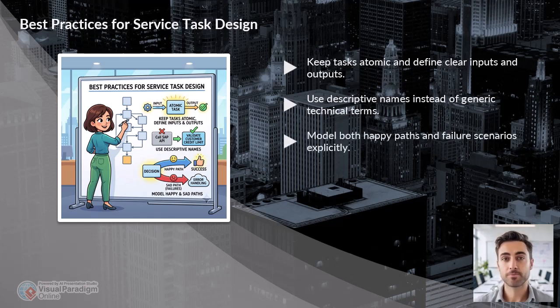A complete process map must account for success and failure, ensuring that the system knows exactly how to react when things go wrong.